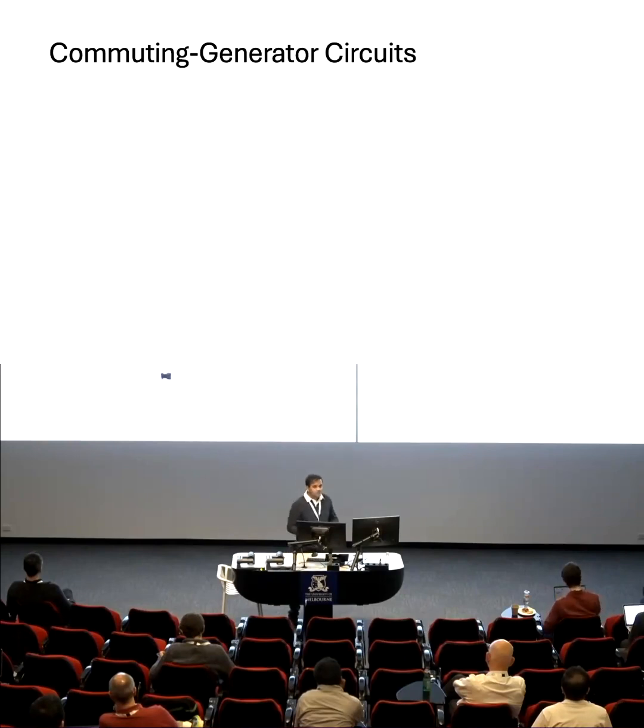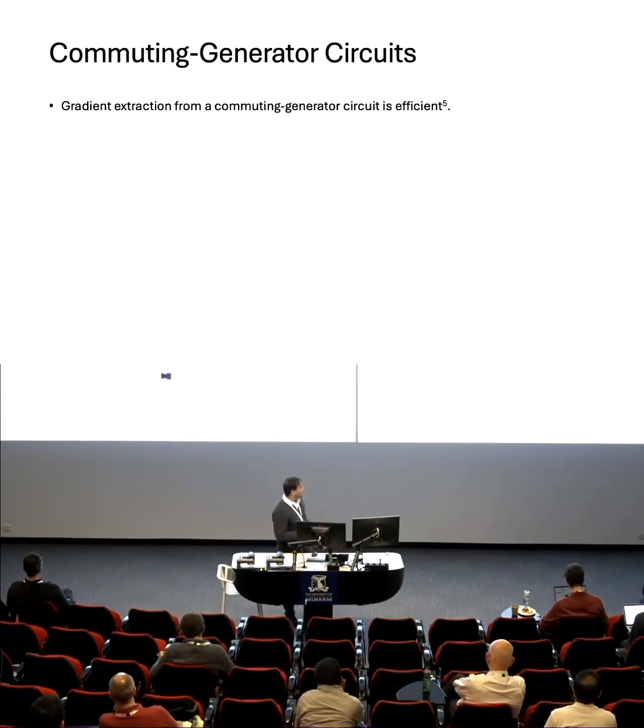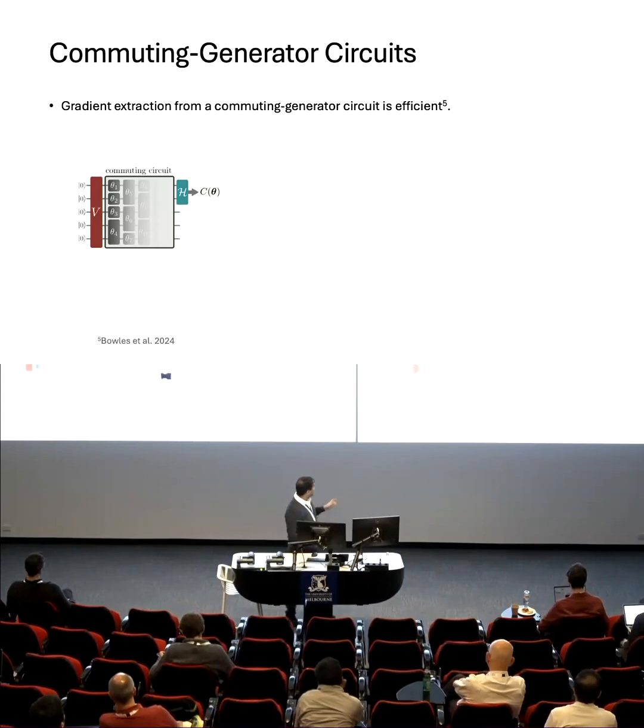Next, because we cannot extract gradients from all families of circuits in general, one particular family that I would like to mention, and this will be important in this talk, is a recent paper from Xanadu that showed that gradient extraction from commuting generator circuits is efficient. I'll explain what they meant by that.